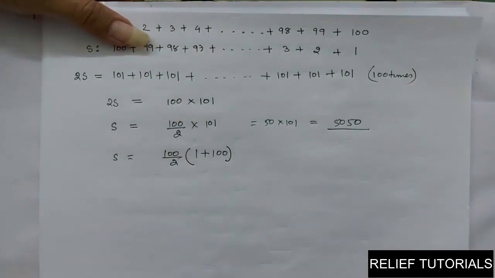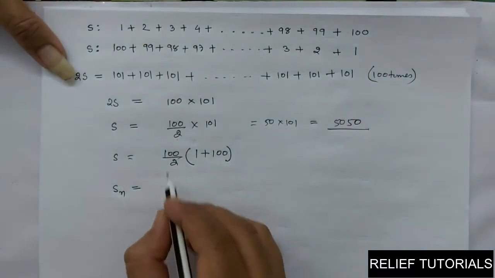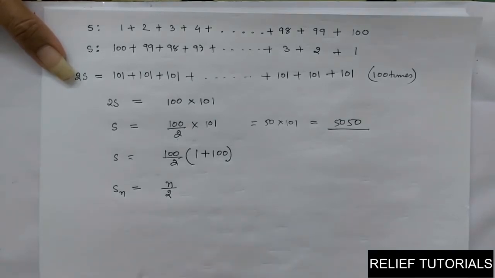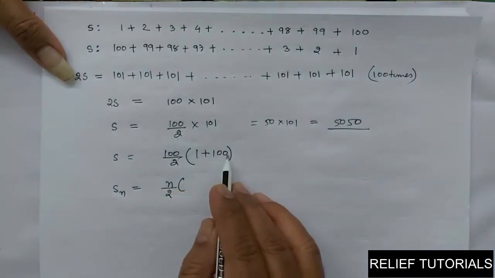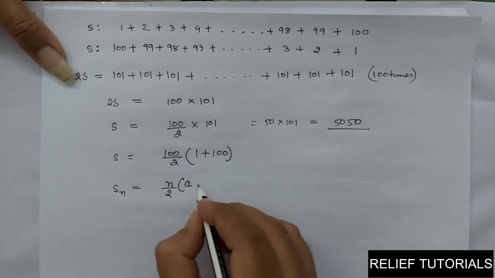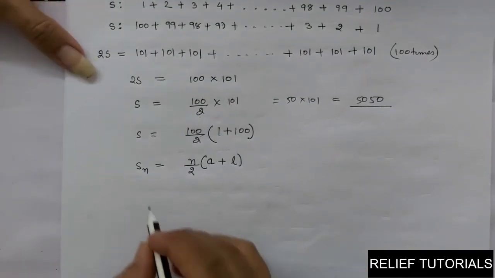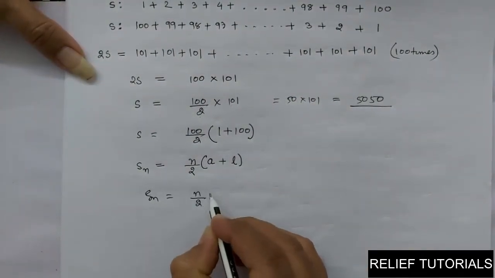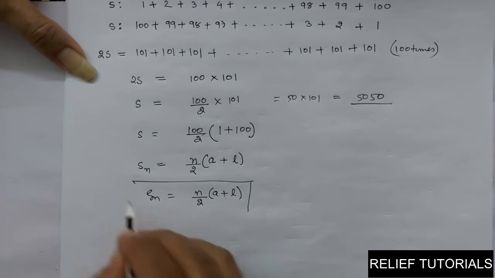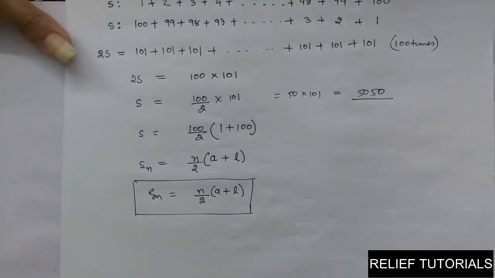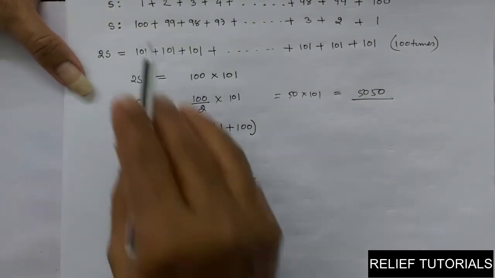Now this is the theorem. Sum to n terms is equal to, here there are 100 terms so we have written 100. If there are n terms, we can write n upon 2. Here 1 is the first term and 100 is the last term, 1 plus 100. So A is the first term, and the last term we can say is L. This is the formula Gauss has derived: sum to n terms is equal to number of terms divided by 2 into first term plus last term. So Sn equals n by 2 into A plus L. This formula we use when first term and last term both are given.